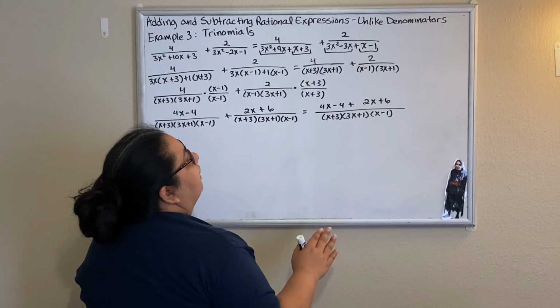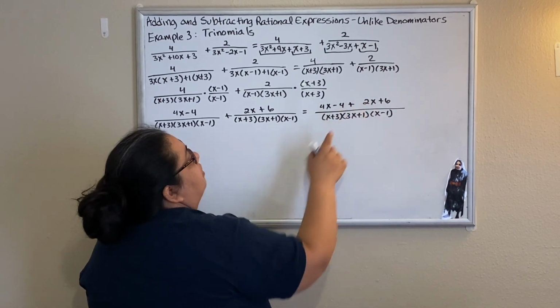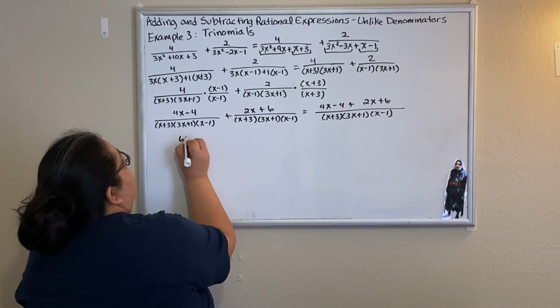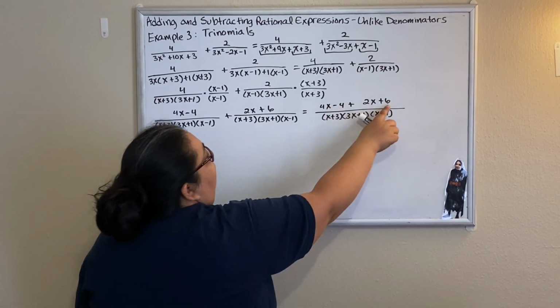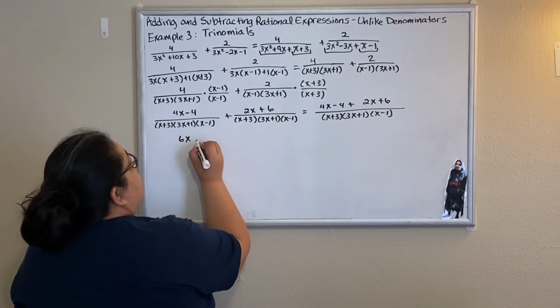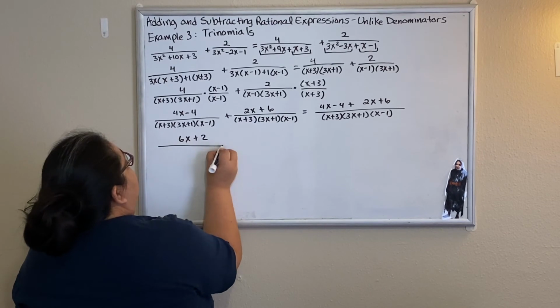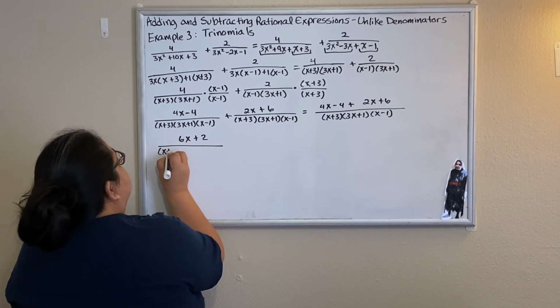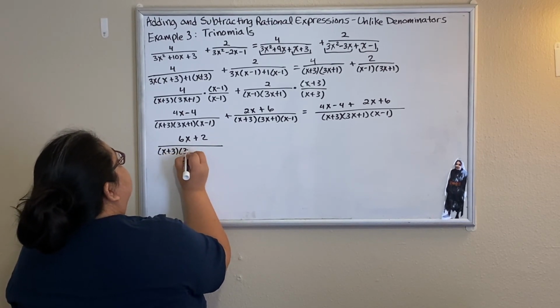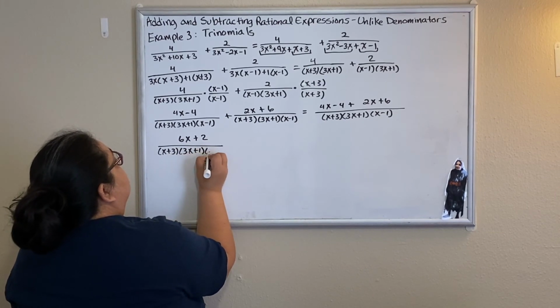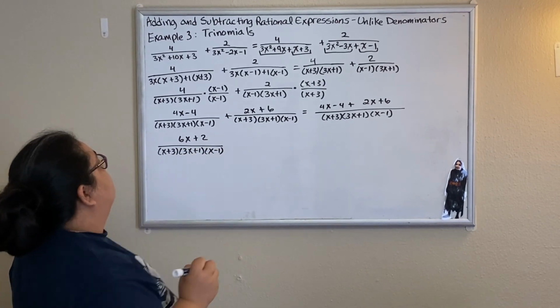And now we're going to combine like terms. We're going to combine 4x with 2x, which is going to be 6x. Negative 4 and positive 6 is going to be positive 2. And all of that is over x plus 3 times 3x plus 1 times x minus 1, okay?